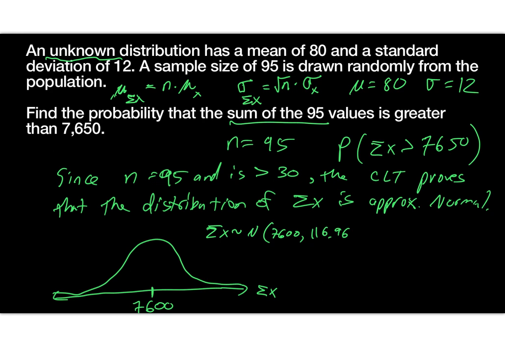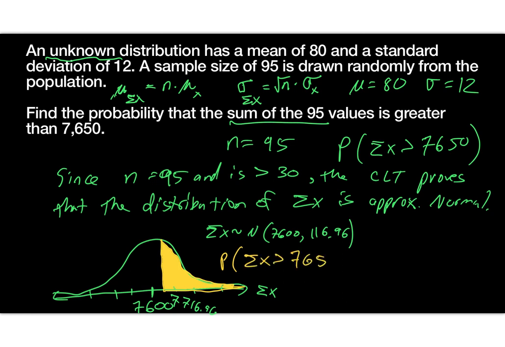Yes, excellent. I'm going to go 1, 2, 3. So this will be 7716.96. And that's all I'm going to add for now. My boundary point is 7650, which is somewhere here. I want greater than, so I'm going to go this way. Fill that in. Shade this zone. The probability that the sum of the x's is greater than 7650. That's what I'm looking for.